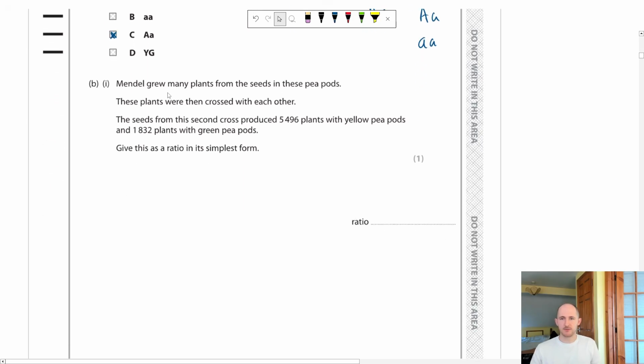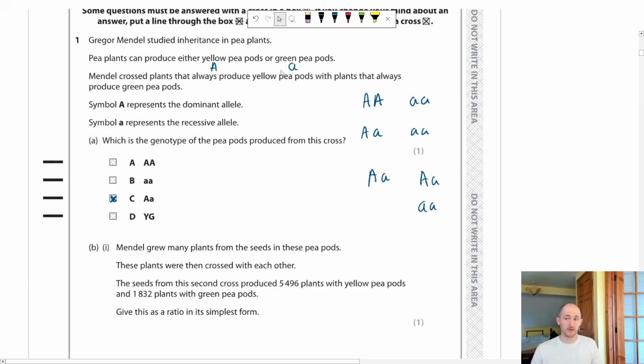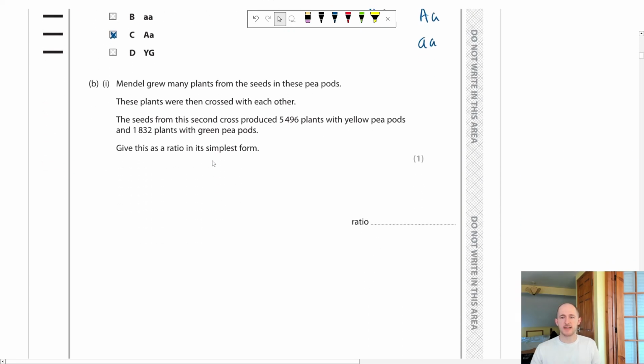And for the next bit, Mendel grew many plants from the seeds in these pea pods. These plants were then crossed with each other. The seeds from this second cross produced 5,496 with yellow and 1,800 with green. So it does look like green was a recessive trait, actually. Give this as a ratio.